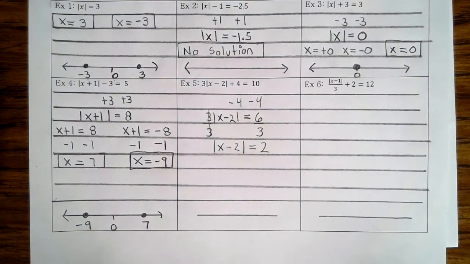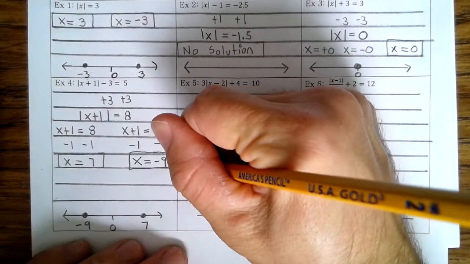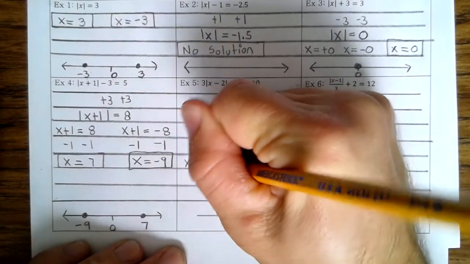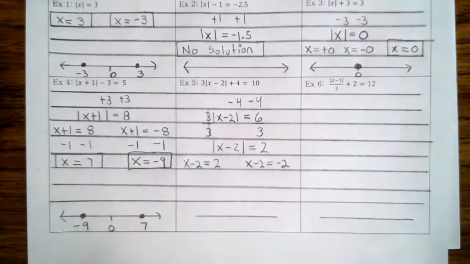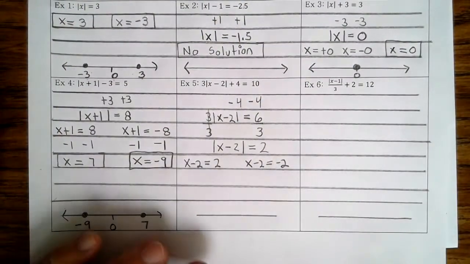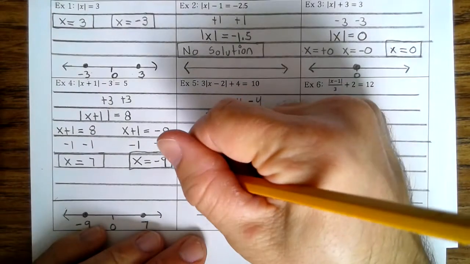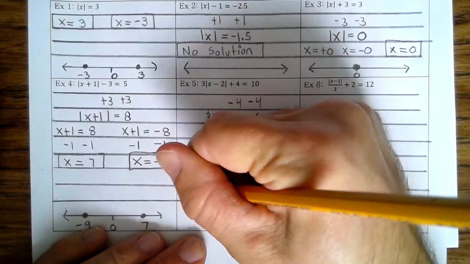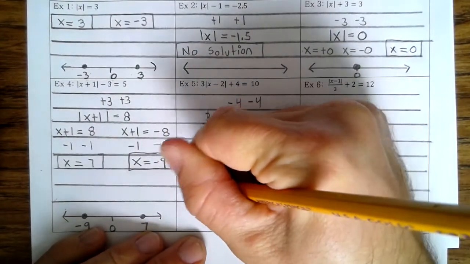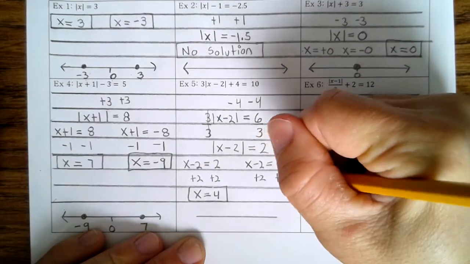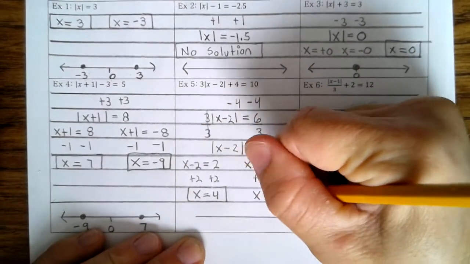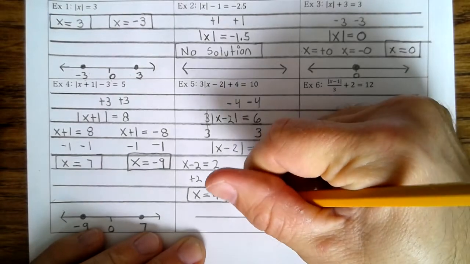Now it's isolated. We apply the definition. So x minus 2 equals positive 2. X minus 2 equals negative 2. We solve, add 2 to both sides. X equals 4. Add 2 to both sides. X equals 0.